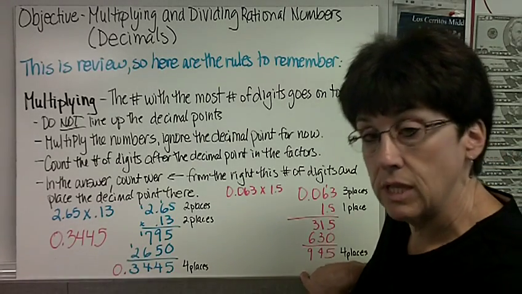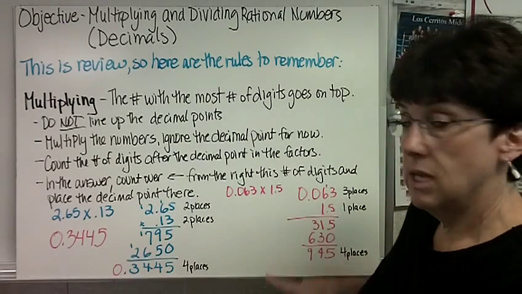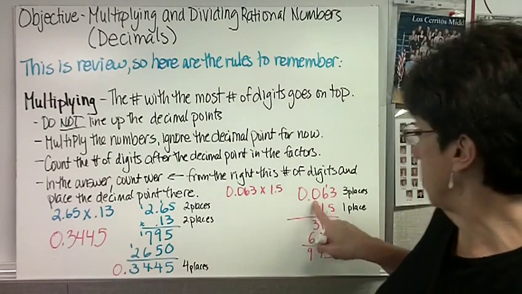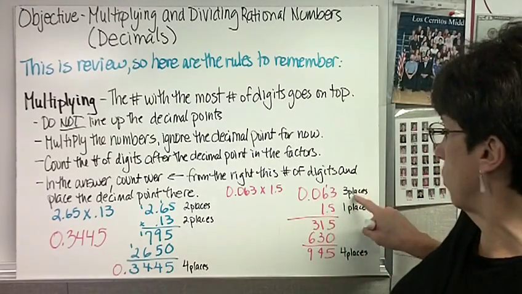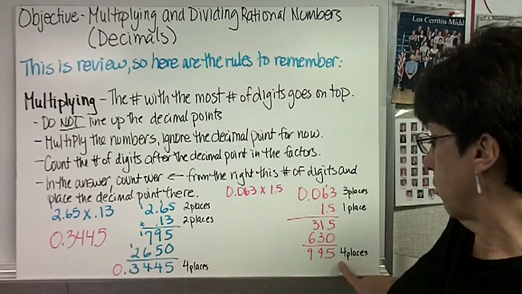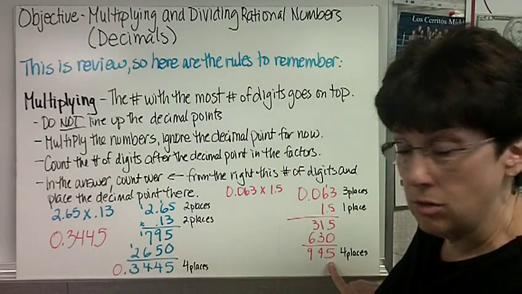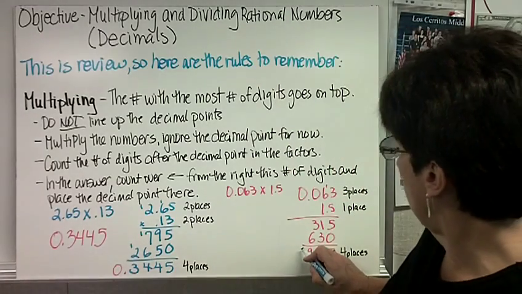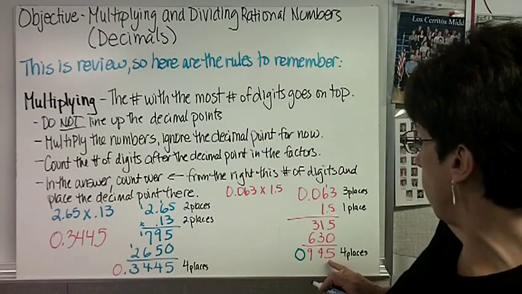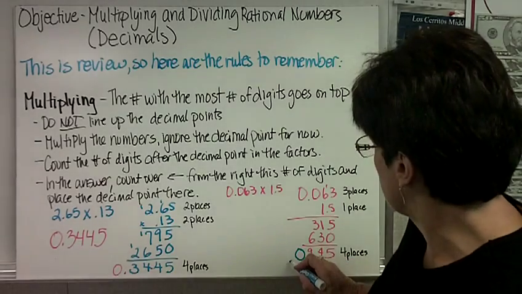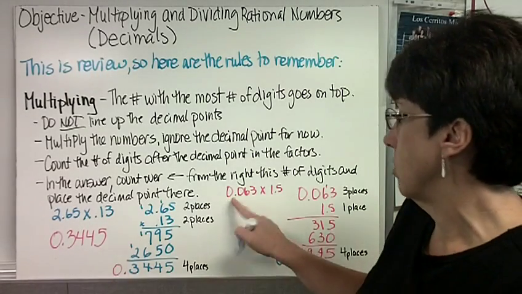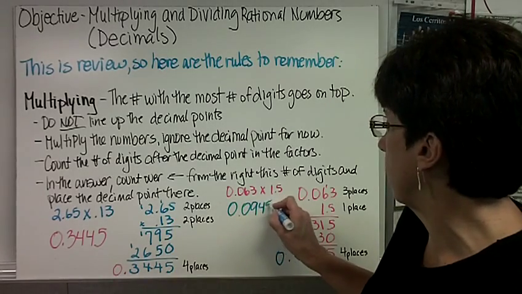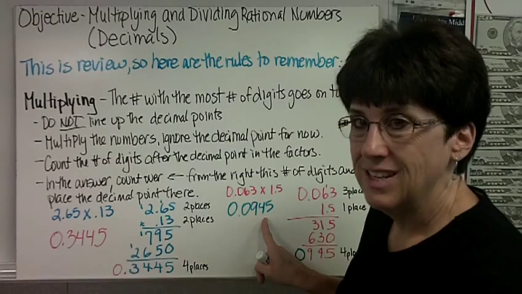But I'm not finished because I have to count the number of decimal places to see where to put the decimal in my answer. This has 3 digits after the decimal point. This has 1, so 3 plus 1 is 4, which down here I wrote 4. But I only have 3 numbers in my answer, okay? So I'm going to get another color so it stands out. I have to add a 0 because if I move over 4, 1, 2, 3, 4, that's going to take me here. So the answer to this problem is 0.0945, or 945 ten-thousandths.